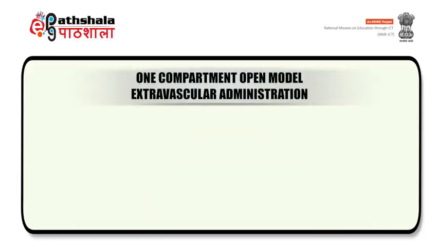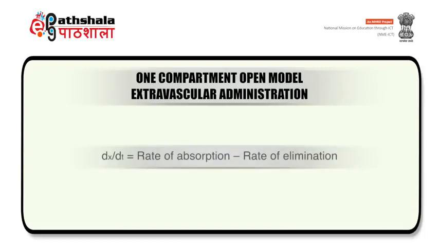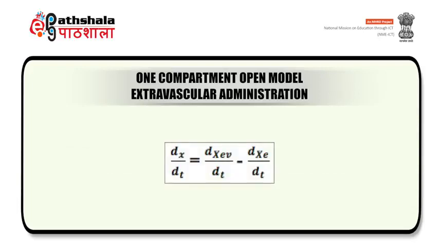After extravascular administration, the rate of change in the amount of drug in the body, that is dx by dt, can be given by dx by dt is equal to rate of absorption minus rate of elimination, where dx by dt is equal to dxev upon dt. xev is nothing else but the amount which is absorbed by an extravascular route, and dxe by dt is the rate of elimination.